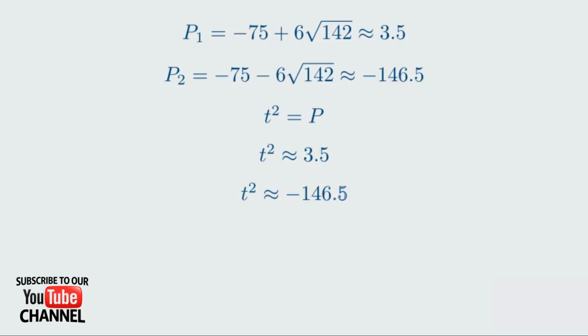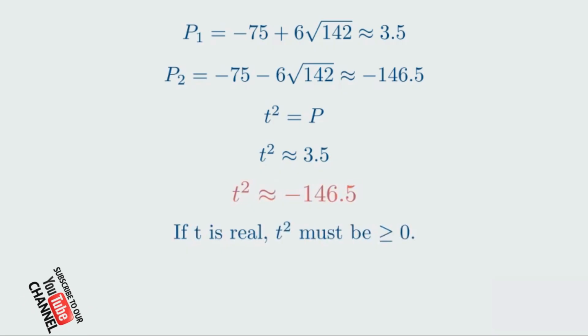This second case is interesting. We are looking for real solutions for x and y. If x and y are real, then t must also be real. Can the square of a real number be negative? No, it cannot. The square of any real number is always non-negative. Therefore, the case t squared equals negative 146.5 gives us no real solutions for t, and thus no real solutions for x and y. This case is extraneous for our problem. We only need to consider the first case, where t squared is approximately 3.5. This leads to two real values for t. By understanding the properties of real numbers, we've successfully filtered out irrelevant solutions for t.